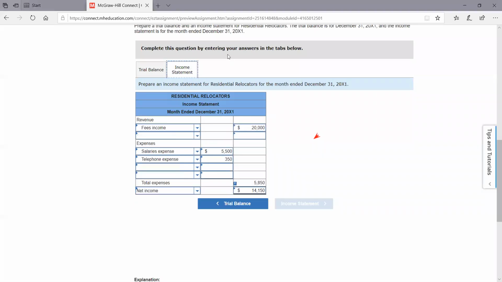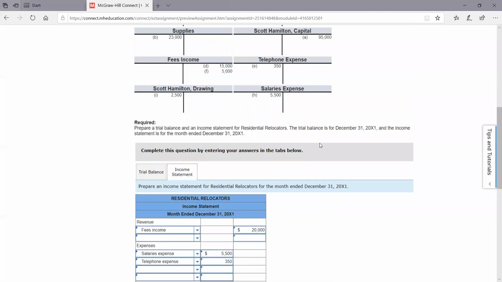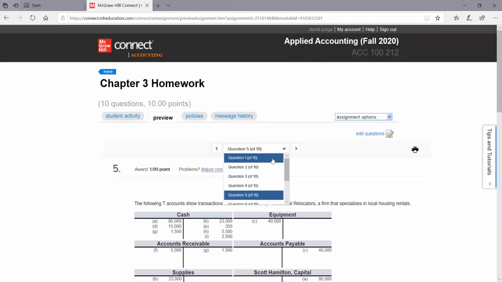And then all you need on your income statement is your revenues and expenses. So you had 1 revenue, you had 2 expenses, subtract those from the revenue, and you're going to get 14,150 as your net income. All righty, that is number 5. Let's check out number 6.